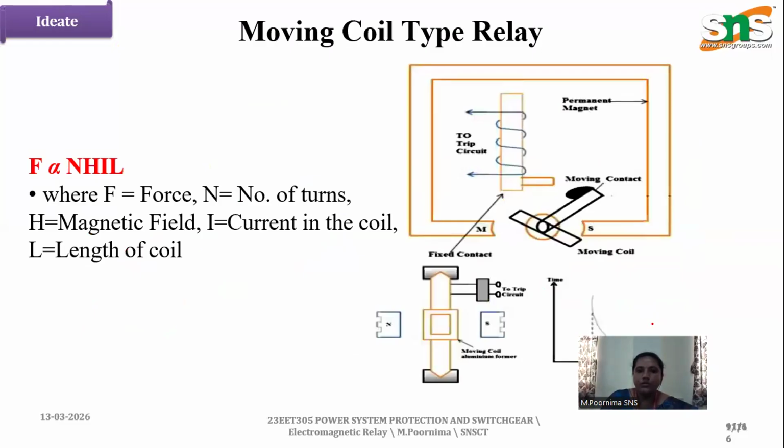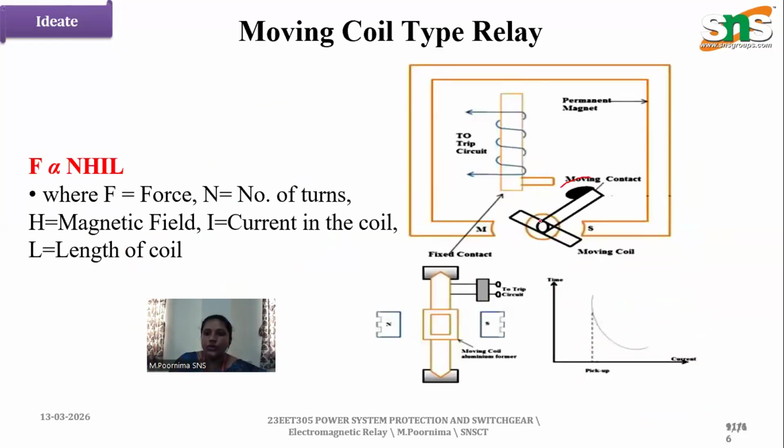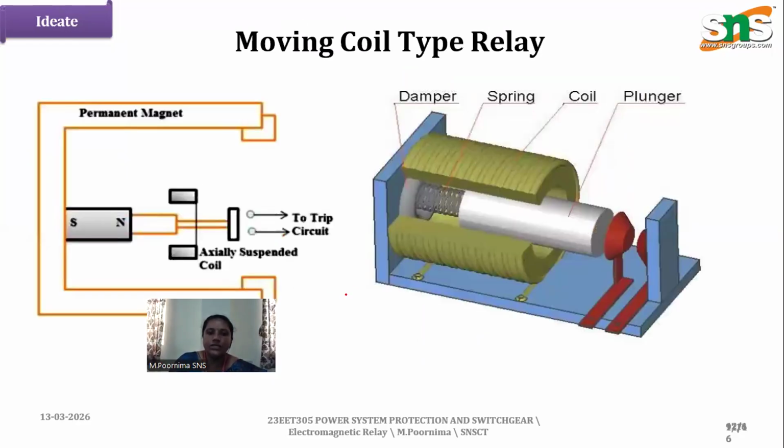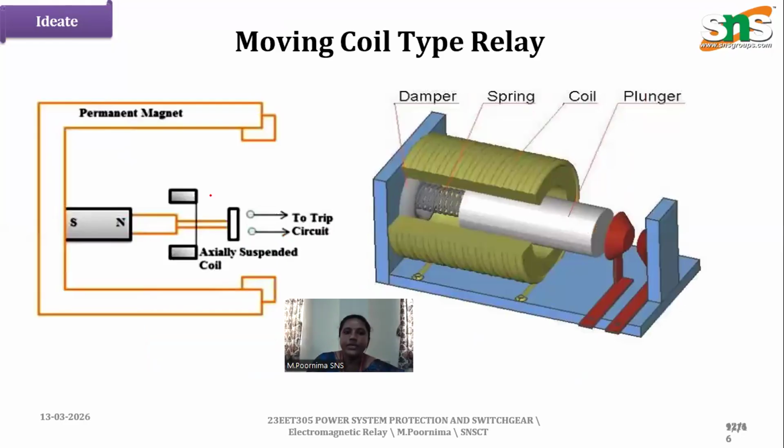Now coming to the moving coil type, we know that there is a moving contactor and a fixed contactor. Here the coil moves and trips the circuit when the supply is given. Here we can see the moving contactor type. This contactor moves and trips the circuit. This is the picture diagram. This is a damper. This is a spring. This is the coil, and we can see the coil and damper. This is the moving coil type.